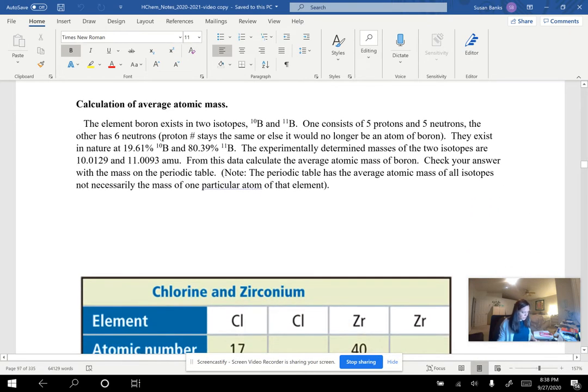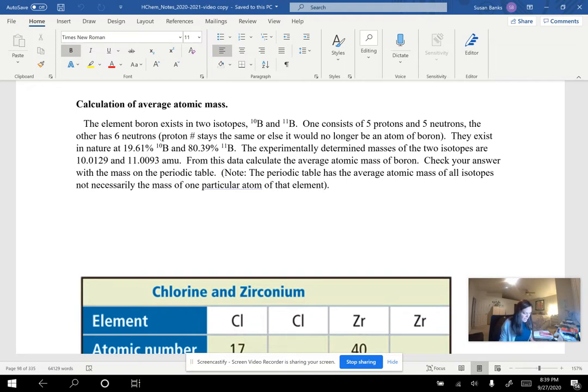So the element of boron exists in two isotopes. We have boron 10 and boron 11. One consists of 5 protons and 5 neutrons. The other has 6 neutrons. Proton number stays the same, or else it would no longer be an atom of boron. So remember, protons determine the element that we have. If we have a different number of protons, we have a different element. Okay, I can't stress that enough. So protons ID the element.